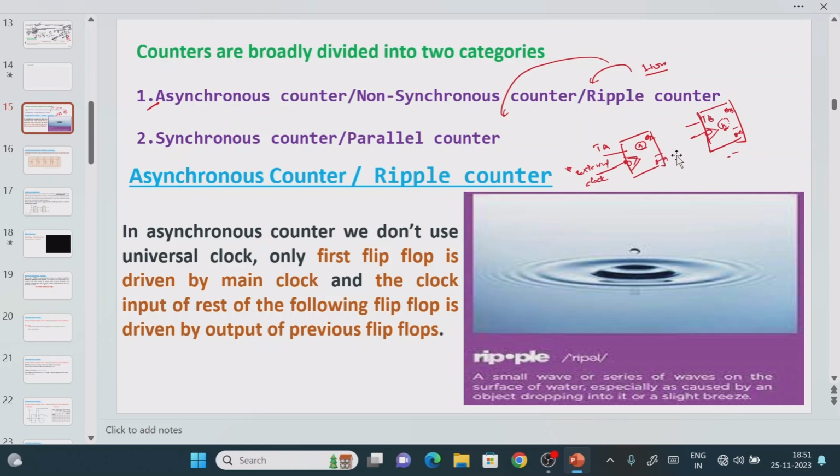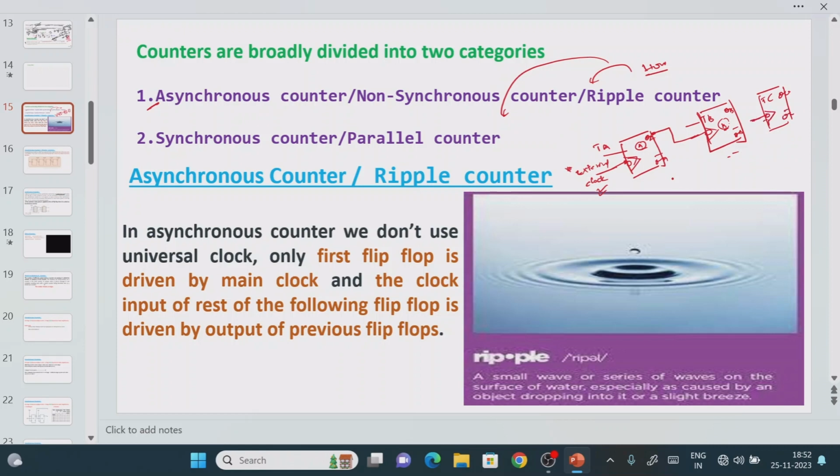If you are connecting the QA bar, you will be getting the down count operation, right? So later on we will see how we will be getting the up counting as well as the down counting. First flip-flop will be triggered by what? External clock pulse, and the second flip-flop clock pulse is nothing but the output of the first flip-flop. Suppose if you have the third flip-flop also, let it be TC, then output is QC bar, then one more is the clock pulse value.